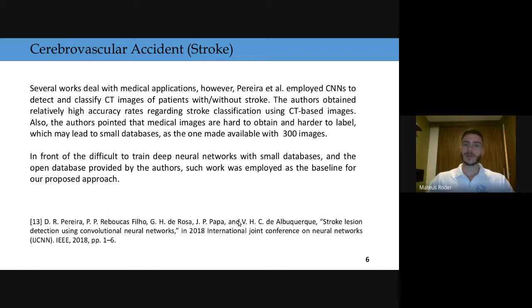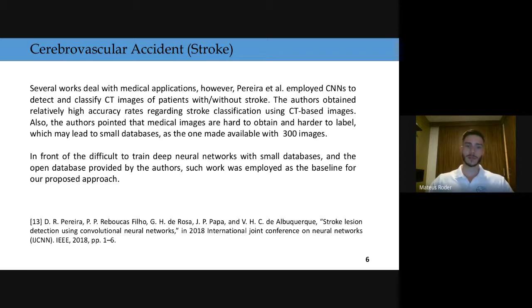Several works deal with medical applications, however, Pereira et al., here is the reference, employed CNNs to detect and classify CT images of patients with or without stroke. The authors obtained relatively high accuracy rates regarding stroke classification using CT-based images. Also, the authors pointed out that medical images are hard to obtain and harder to label, which may lead to small databases, such as the one made available with 300 images.